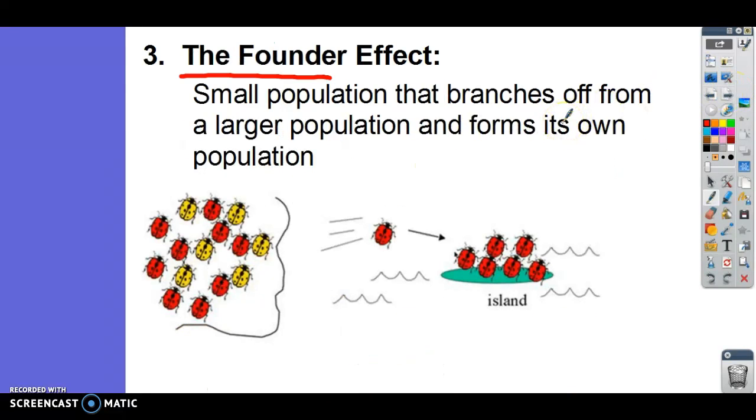All right. Next up, we have the founder effect. If somebody founds something or establishes something, they make it, right? It's brand new. Like the founder of North Carolina was the person who discovered it and decided to call it North Carolina, right? Or the founder of a deserted island. It's like the first person there. So the founder effect is when a small population leaves and makes a brand new population in a new place.